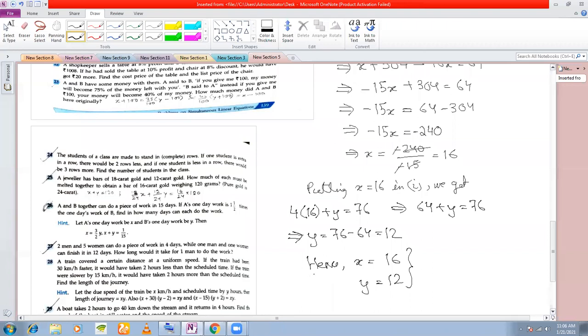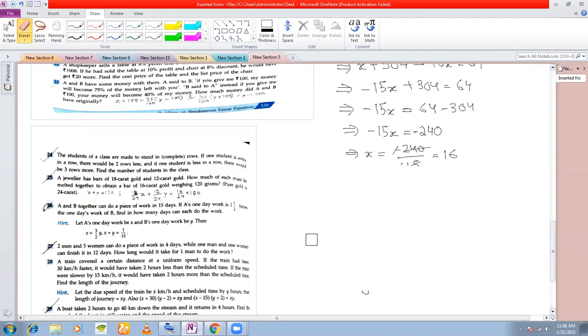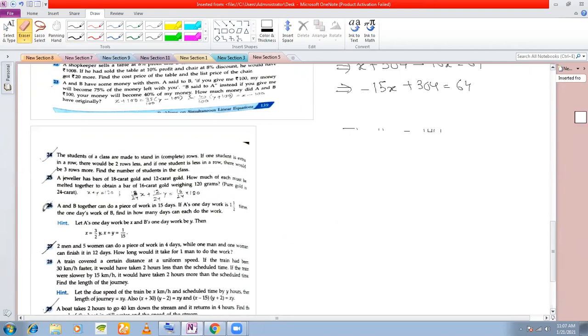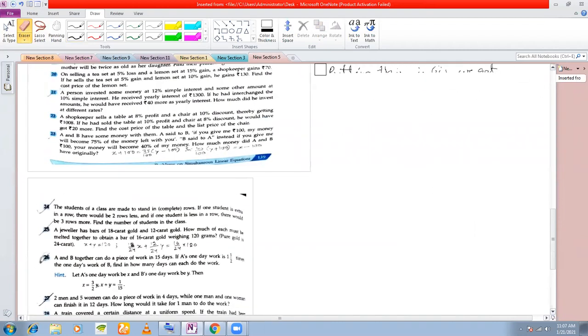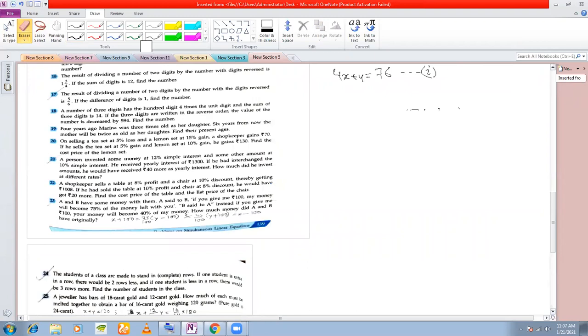Let's do the next problem, number 11. Problems on numbers are important: numbers, fractions, like 2-digit numbers and 3-digit numbers, and then you have fractions. The problem that I'm going to do is important.